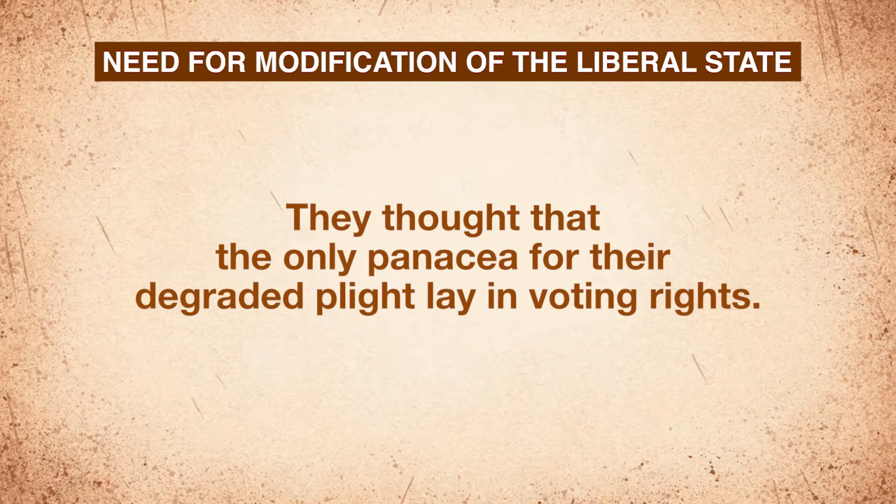They thought that the only panacea for their degraded plight lay in voting rights. Do recall that voting rights were at that point of time based on property considerations. So if people were men of property, they were allowed to vote, and if they were not, they were not granted the right. But the tragedy lay in the fact that these common people thought that they were not well off because they had no voting rights. It was quite the other way. They did not have voting rights simply because they were not men of property. And that is why they thought that if franchise was extended to the masses, they would also become men of affluence. So why was liberal theory democratized?